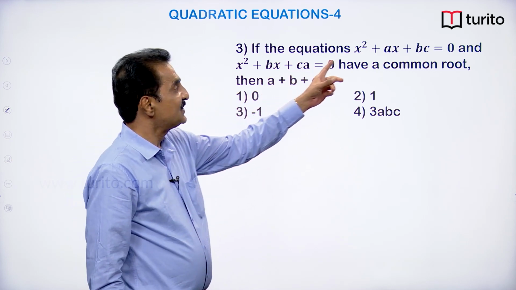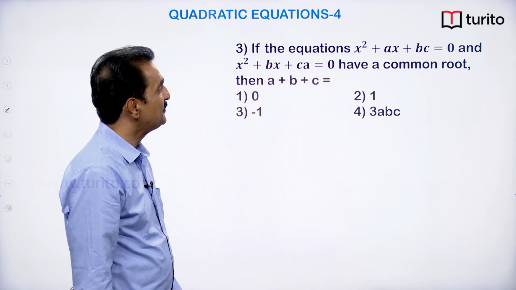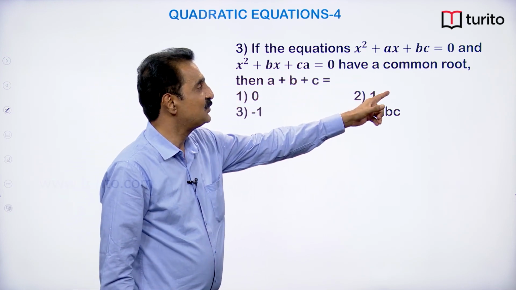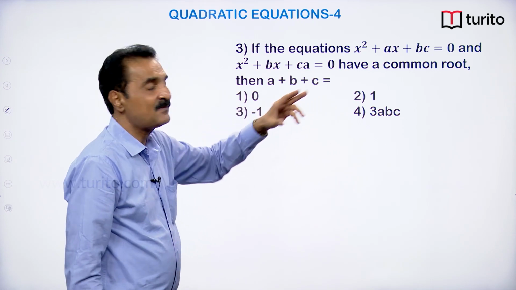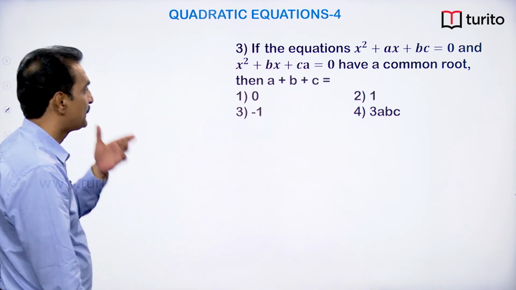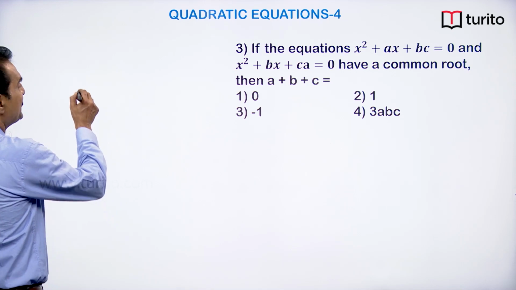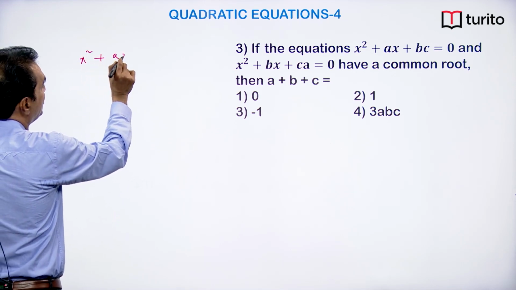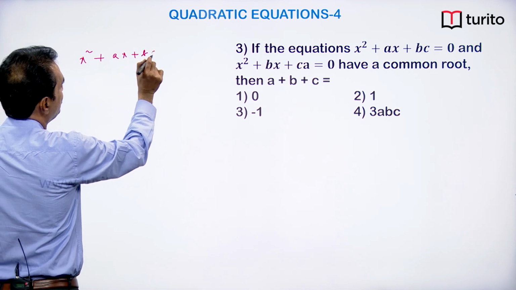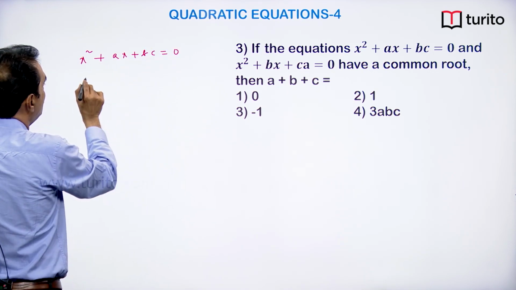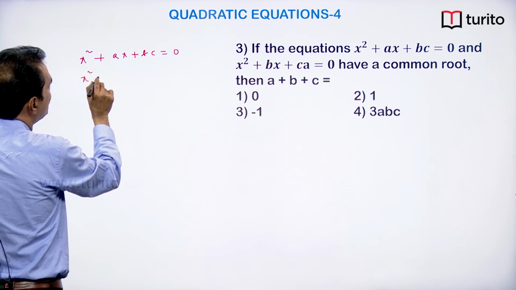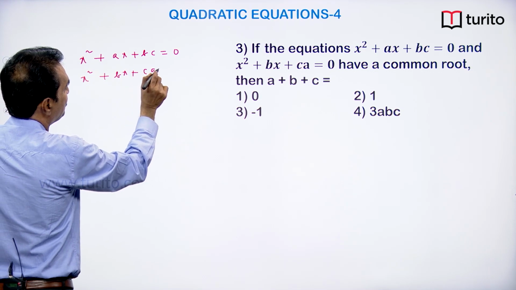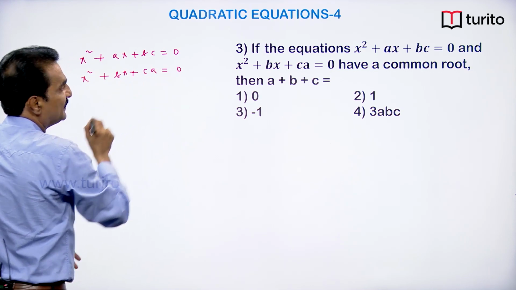If the equations x square plus ax plus bc is equal to 0 and x square plus bx plus ca is equal to 0 have a common root, then what is the value of a plus b plus c? Let us write the equations. x square plus ax plus bc is equal to 0, x square plus bx plus ca. These two have a common root.